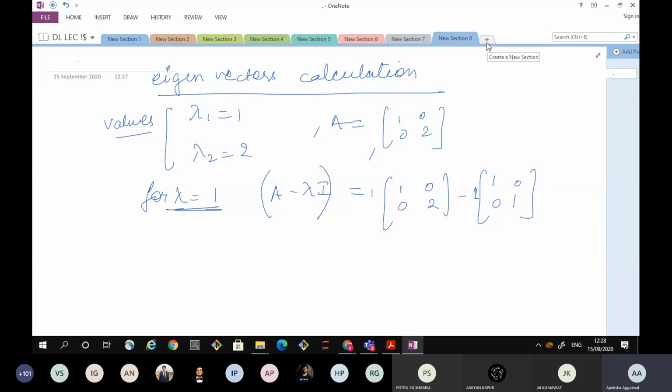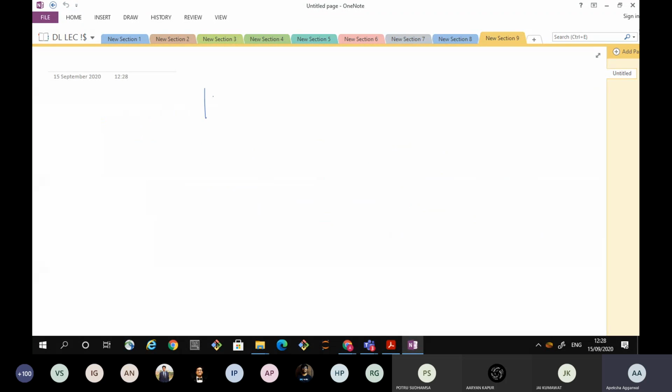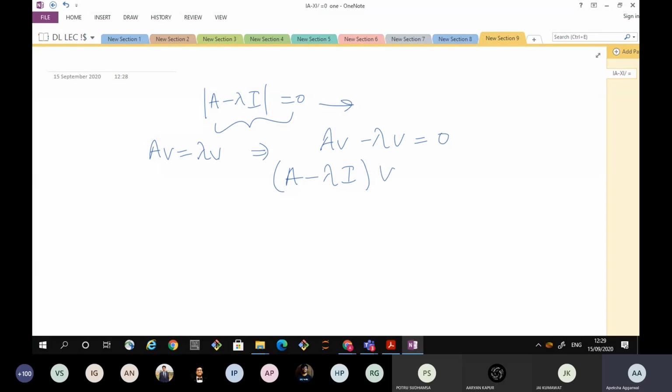So for this you have to understand that A minus lambda I determinant is 0. That equation was coming initially when we derived it. This equation was coming from Av minus lambda v. The initial equation was Av equals lambda v. So I can write this as Av minus lambda v equals 0. I can write this as A minus lambda I times v equals 0. This v is basically the eigenvector, so it cannot be 0. That is why we are putting the determinant of A minus lambda I to 0.